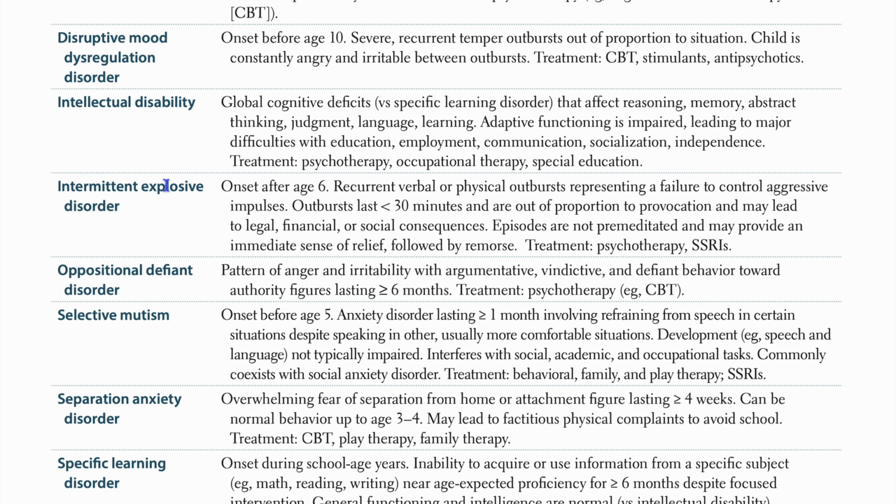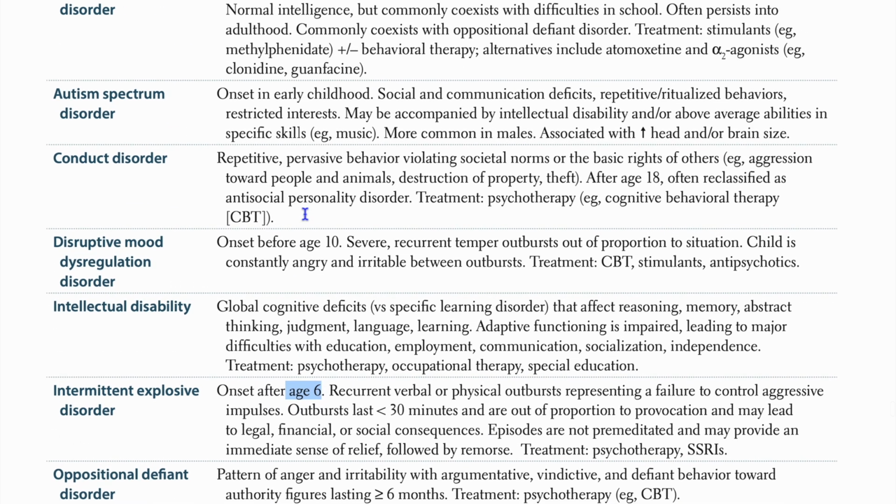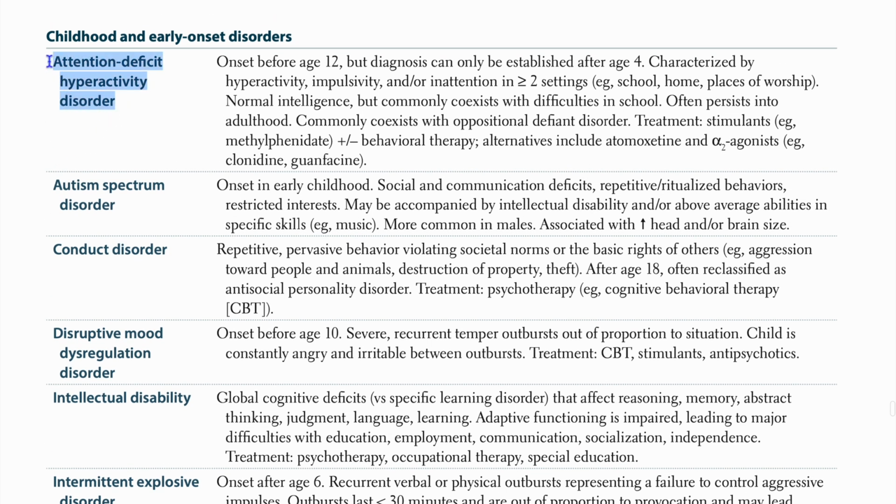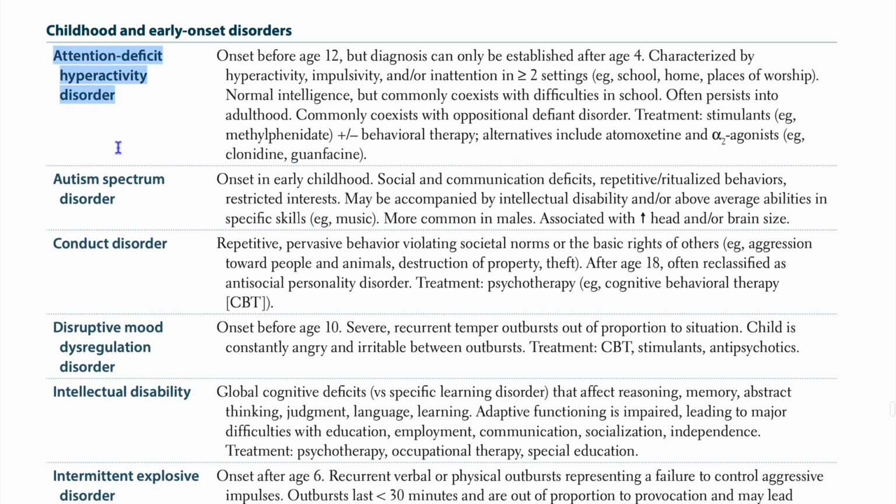Okay. Intermittent explosive disorder, onset after age 6. Recurrent verbal or physical outbursts represents a failure to control aggressive impulse. The ages, it's alright if you don't remember the age, by the way. It only matters in conduct disorder and hyperactivity disorder.